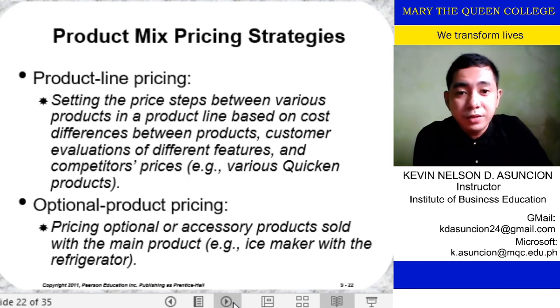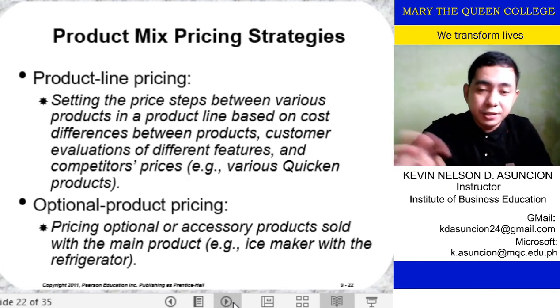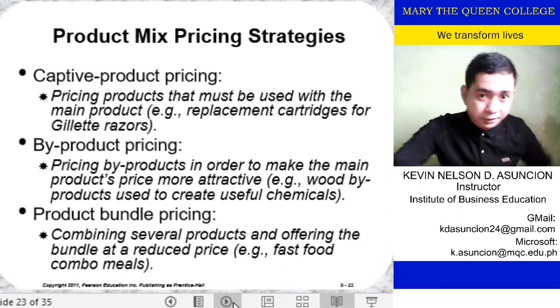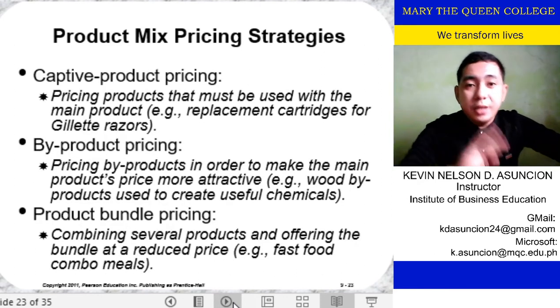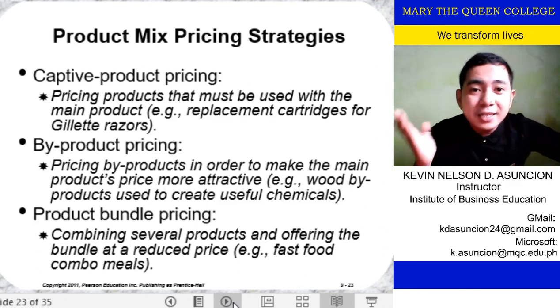accessory product sold with the main product, like the ice maker with the refrigerator. No? Then you can do captive product pricing. What is captive product pricing? Your pricing products depending on the main product. So pricing products that must be used with the main product.